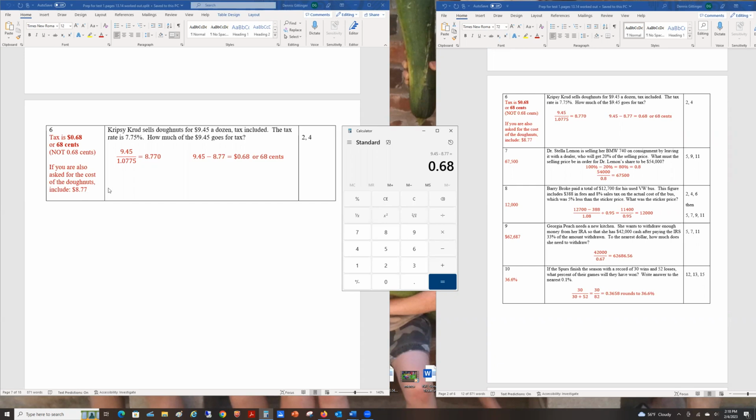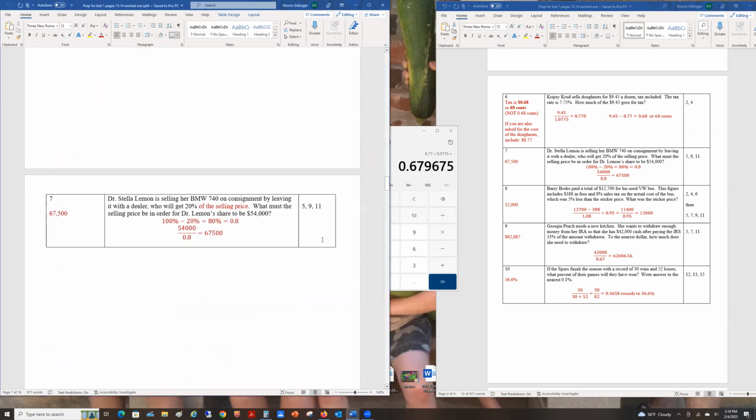Not good. The other way to get the tax is to take the 8.77, which is before tax, and multiply that by 0.0775, and you wind up with 0.679, but to the nearest penny, that's 0.68, which is 68 cents.